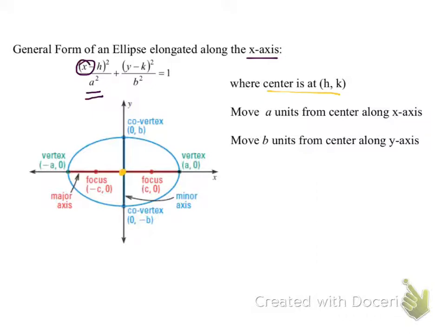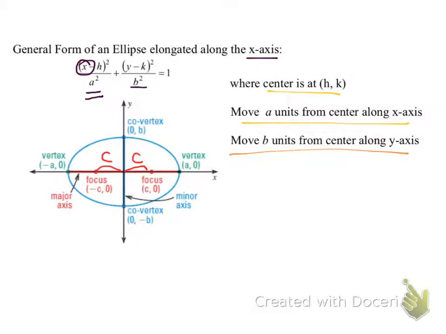So we're going to graph that. And then my a is always the value that's underneath my x. I'm going to move that parallel to my x-axis. That will be my a in this case, because my a is going to be the bigger number. My b, since it's underneath the y-coordinate, I'm going to move parallel to the y-axis, and that's going to be my b.